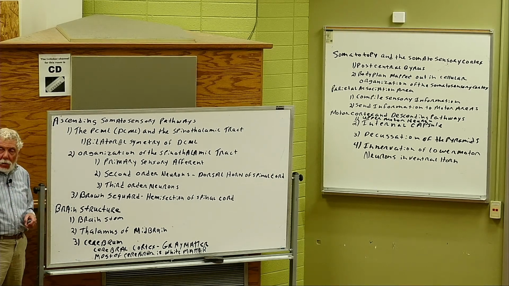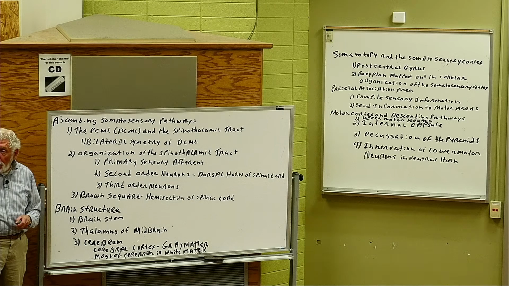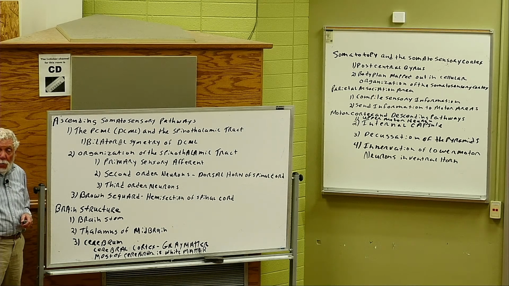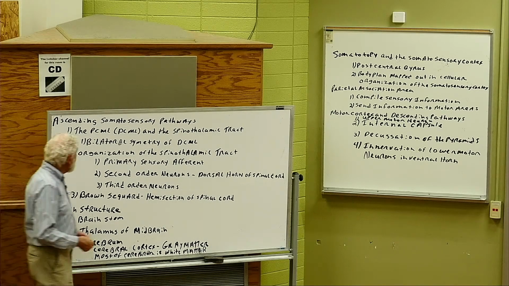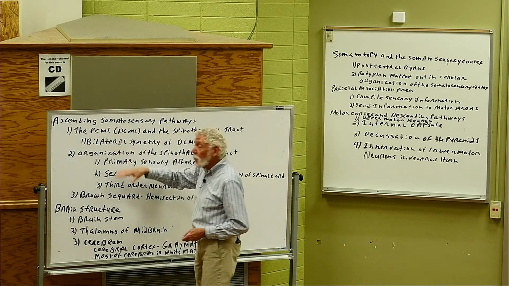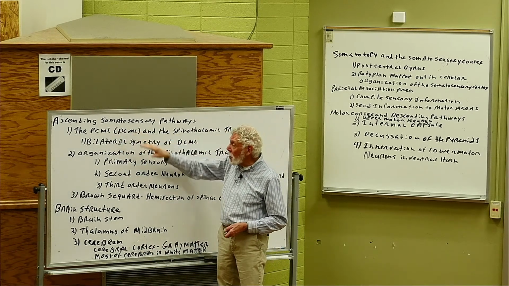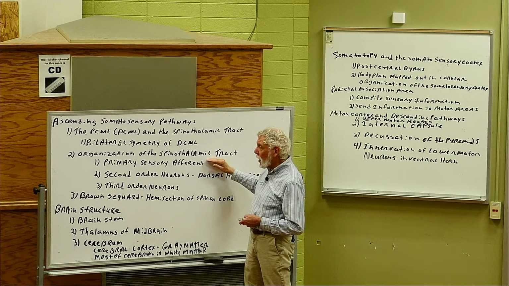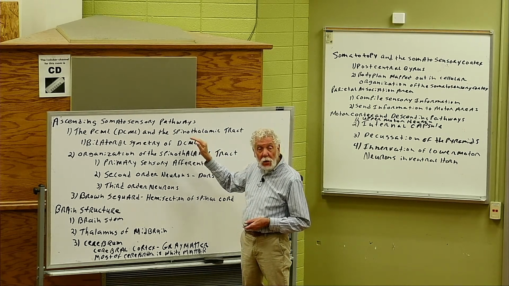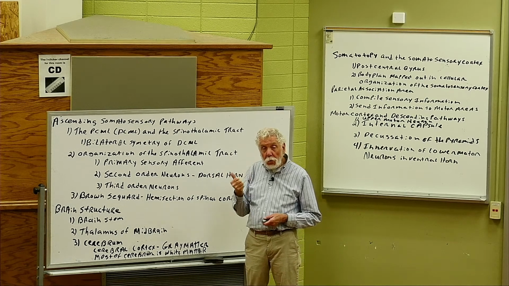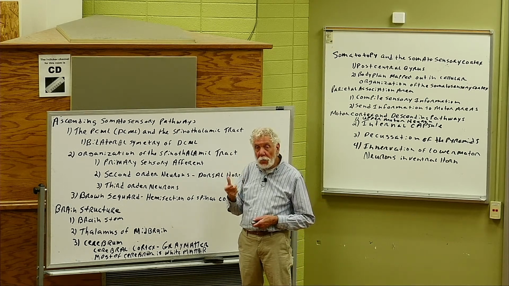They're ascending because they're headed up the cord, they're headed to the brain. And they're somatosensory, somato meaning body, sensory because of the senses. So this is sensory information coming in from the body. And again, there are these two pathways that we'll talk about, the DCML and then the spinothalamic tract. I remind you from yesterday that the DCML or PCML is carrying information about proprioception and discriminative touch.